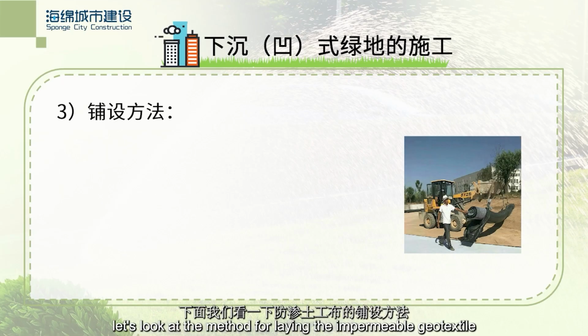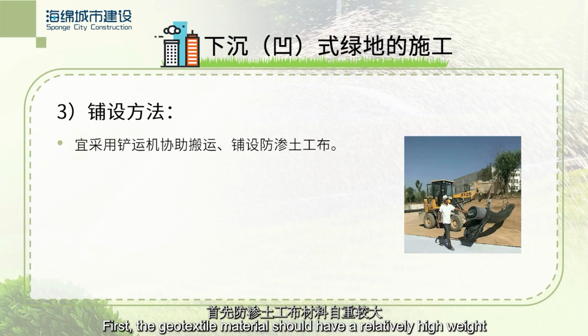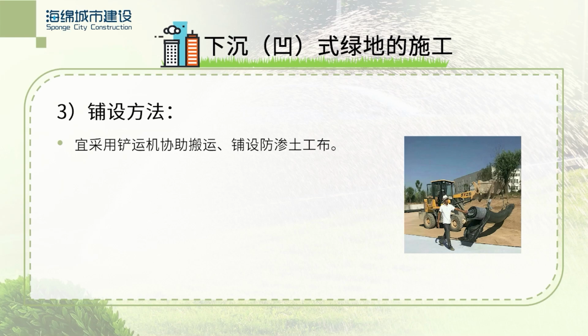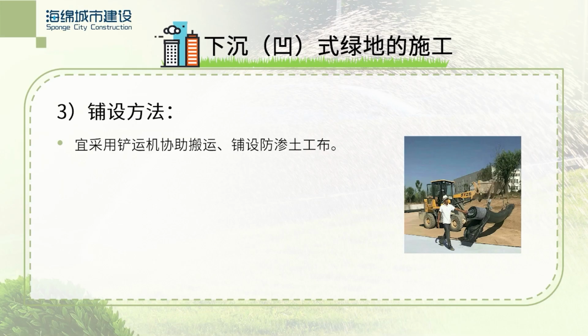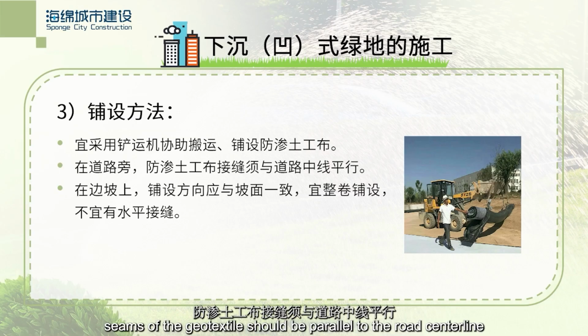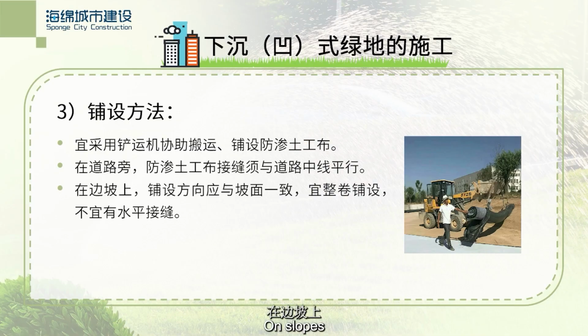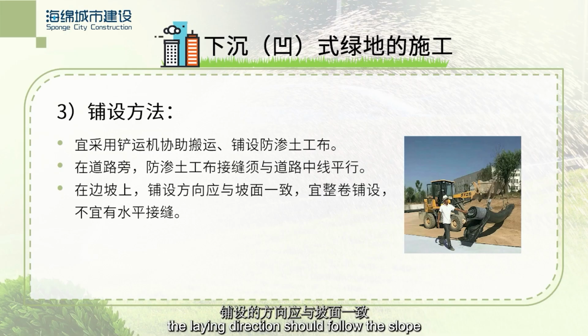Let's look at the method for laying the impermeable geotextile. First, the geotextile material should have a relatively high weight. It is best to use loading machinery for transport and laying. For roadsides, the geotextile should be parallel to the road center line. On slopes, the laying direction should follow the slope. It is recommended to lay the entire row on slopes.